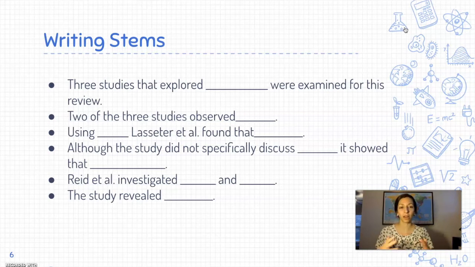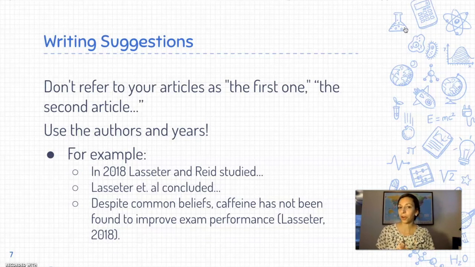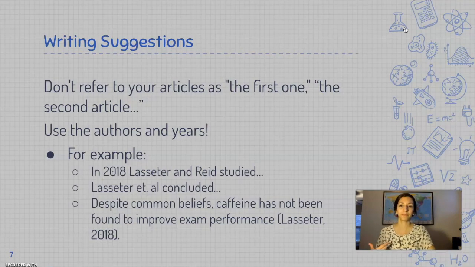So these are ways that you could integrate this type of writing with your ideas if you're saying lots of I's, or saying like, I saw in the first article that. You don't want to say that. So again, don't refer to your articles as the first one or the second article. Use the authors and years, which I already went through in my other examples, but you could say, for example, despite common beliefs, caffeine has not been found to improve exam performance. Or in 2018, Lassiter and Reed studied blank. And that way, researchers reading your article will know these articles by both the in-text citations and then the citations at the end of the paper that they can reference.